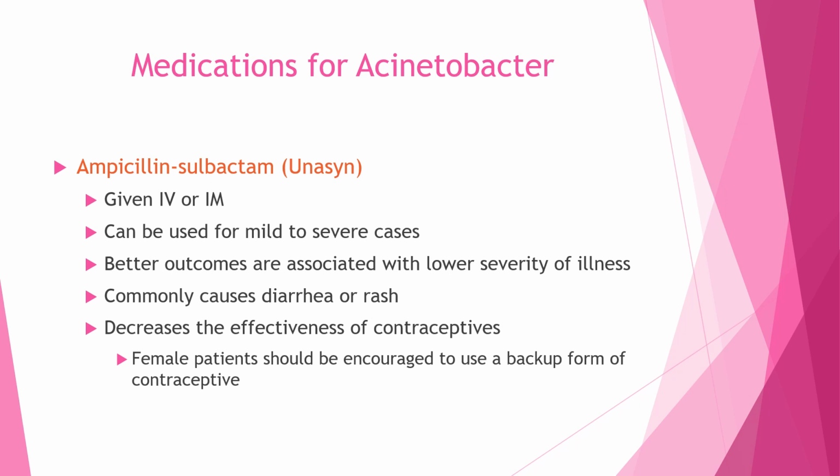Medications for Acinetobacter. Ladies and gentlemen, listen up. Unasyn can be given IV or IM. It is used for mild to severe cases. There are better outcomes associated with lower severity of illness. It will commonly cause diarrhea or a rash. And, ladies and gentlemen, please note it will decrease the effectiveness of contraceptives, so female patients should be encouraged to use a backup form of contraceptive.